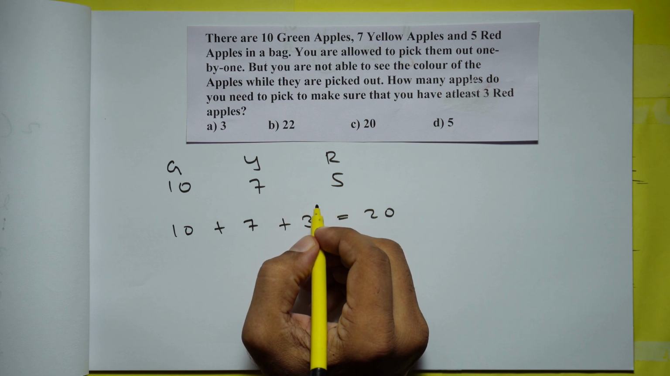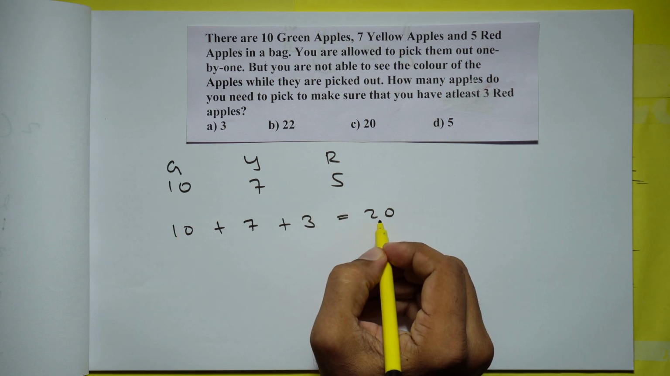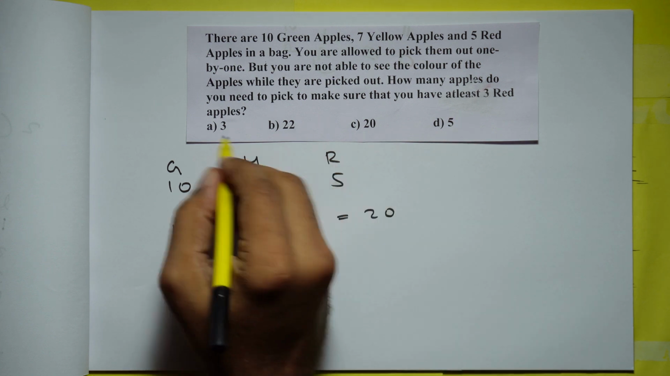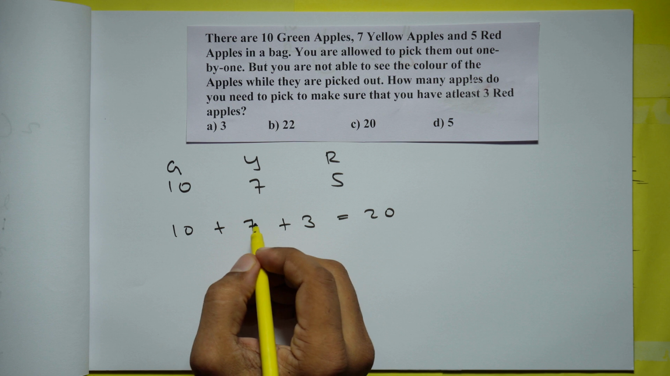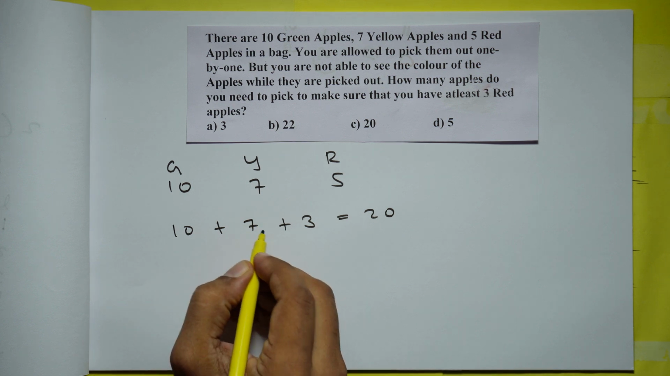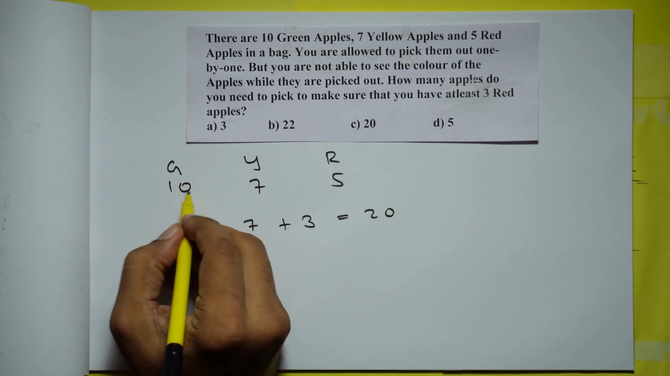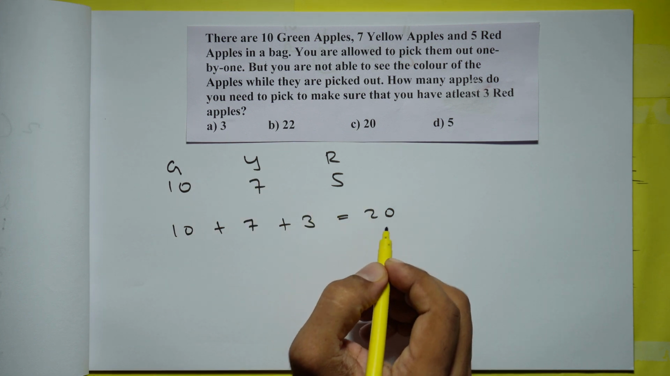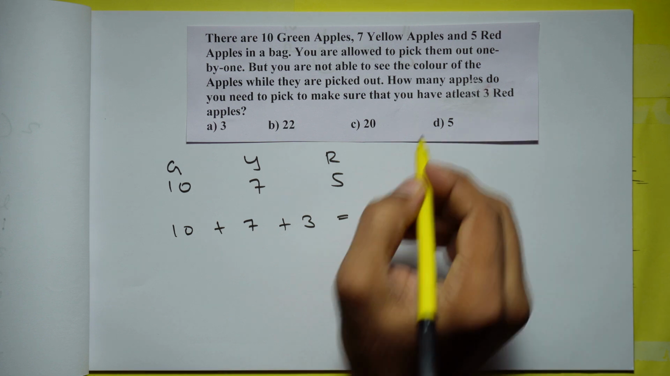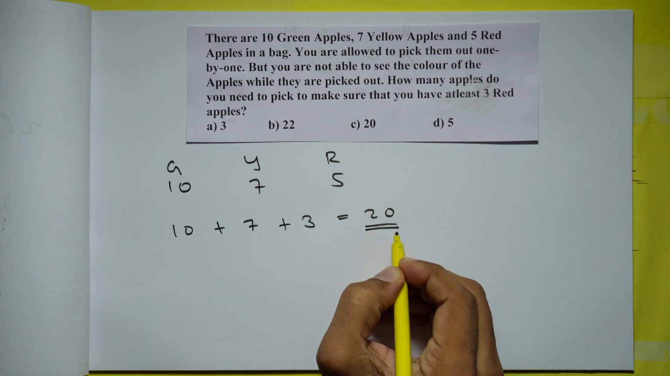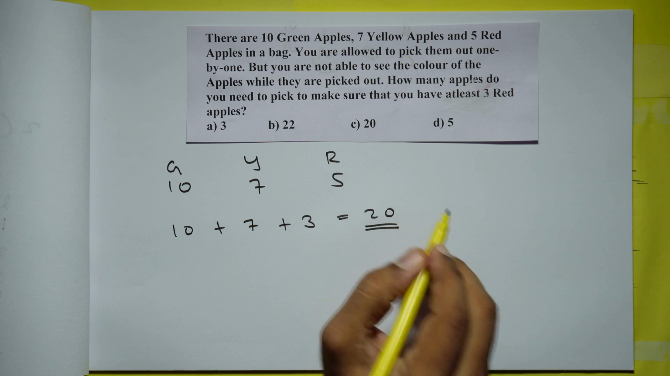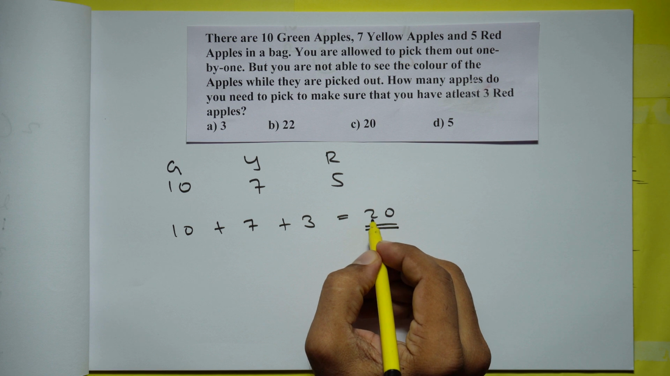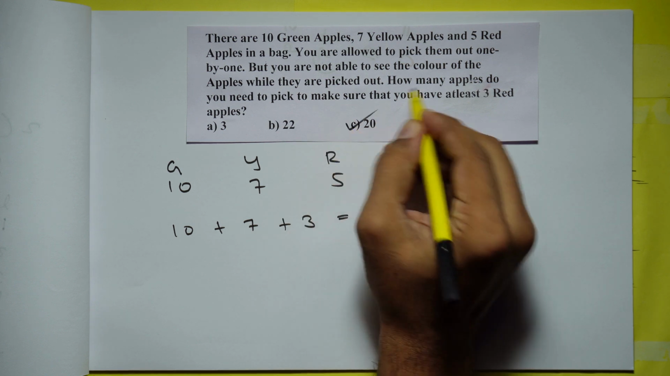red apples. So this is the worst case scenario, and you must consider the worst case scenario because you have to ensure that there are at least 3 red apples. For example, if you pick only 17 apples, it is possible that the first 10 are green and the next 7 are yellow. You won't have any red apples. So to ensure that you have at least 3 red apples, you need to pick 20. Then for sure you can say that there will be at least 3 red apples in them. So number of apples that you need to pick is 20. That is option C, 20.